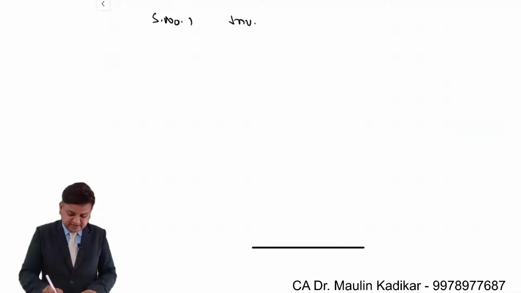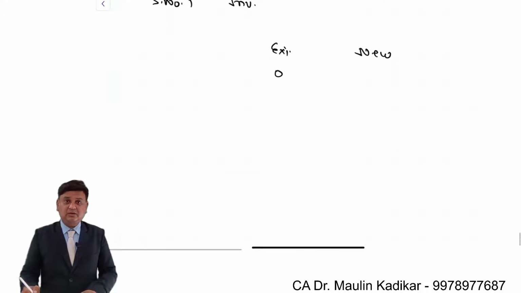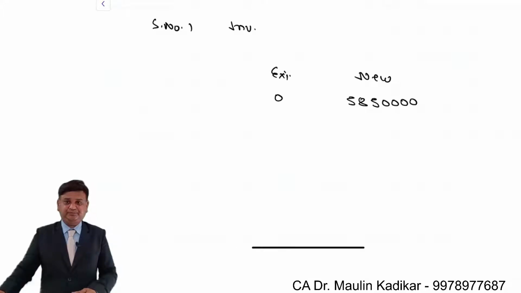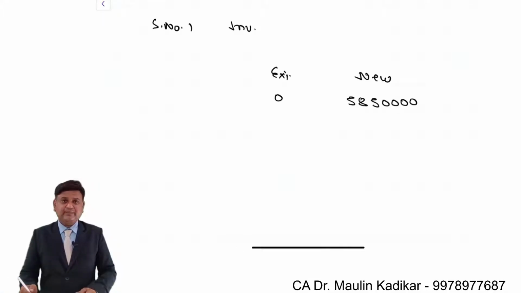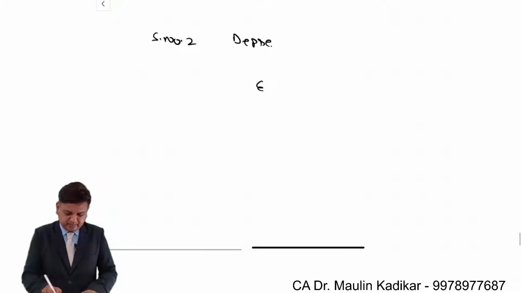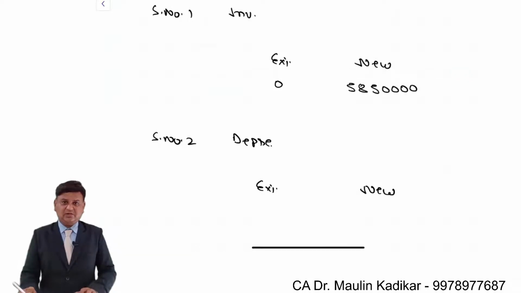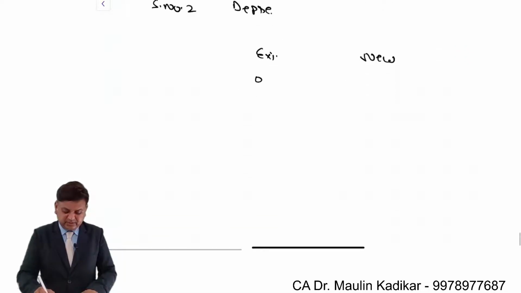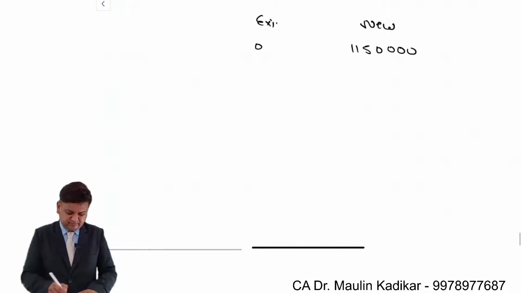In investment for existing and new, over here it is 0, and over here it is 58,50,000. That is the way step number 1 is investment. Step number 2 is depreciation for existing and new. Please write an answer along with me. Existing it is 0, new it is 11,50,000. It is year 1 to year 5.